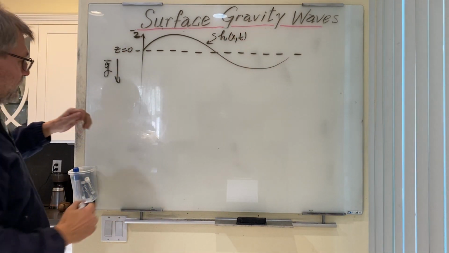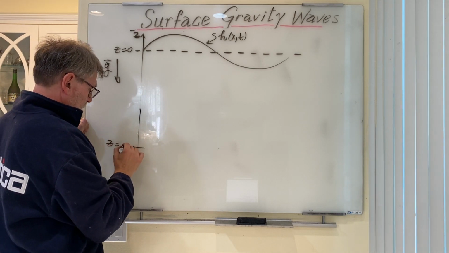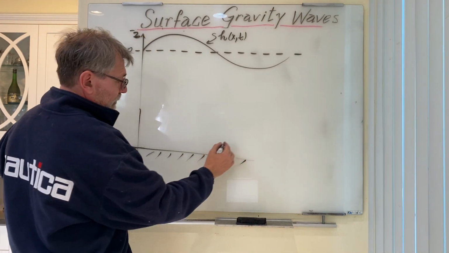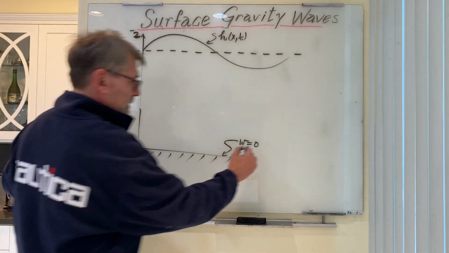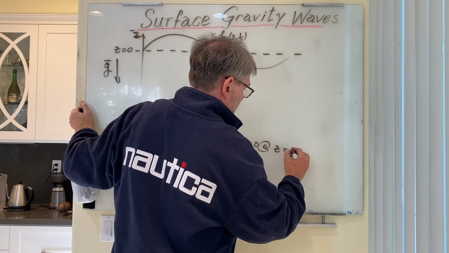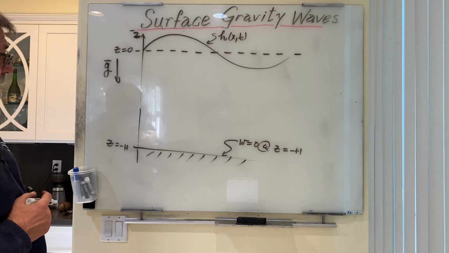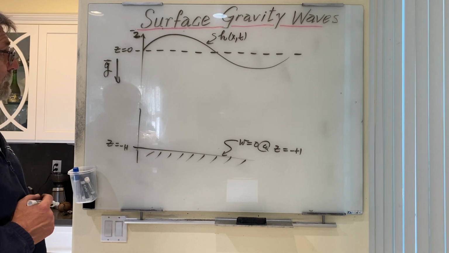In the interior, somewhere down here, I guess, we have the bottom. And at the bottom, we'll have a boundary condition that W is equal to 0 at Z equals minus H. Right? There can be no flow in and out of the solid boundary of the Earth. So the vertical component of the velocity has to go to 0 at the bottom.